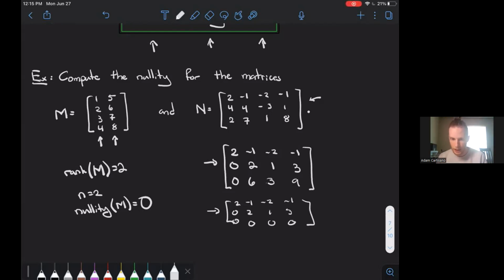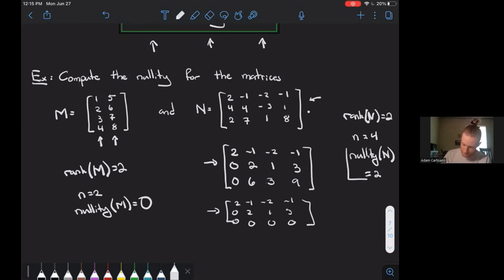Well, okay, so now what is the rank of this matrix? That's the dimension of the row space, also known as the dimension of the column space. The dimension of the row space is 2. So the rank of N is 2. Number of columns is 4. So the nullity of N is equal to 2 because 2 plus 2 is 4. Again, very, very simple computations.